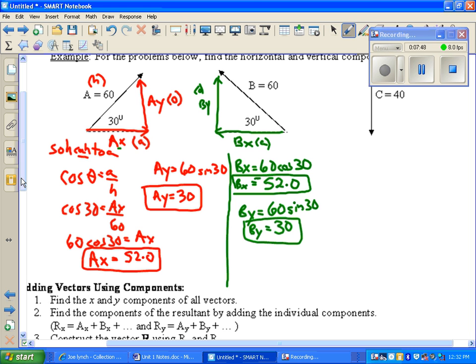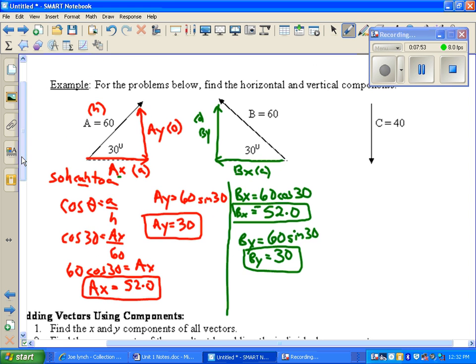The last one is C, and C is just going straight down 40. For this one, you don't have to make a triangle. You can just look at it and say, well, how much of C is in the X direction and how much of C is in the Y direction? X direction is horizontal, this is vertical, so none of C is in the X direction, and all 40 of C is in the Y direction.